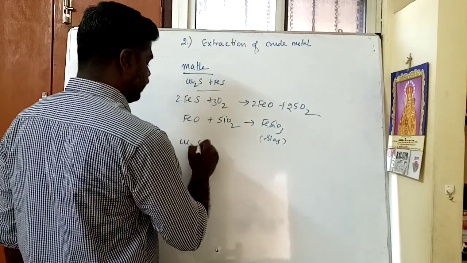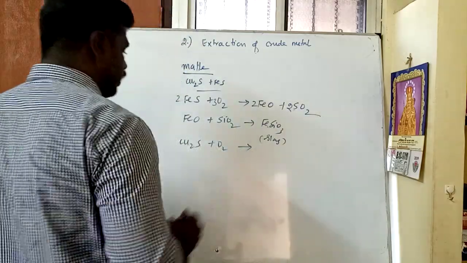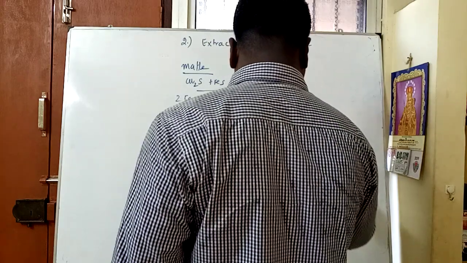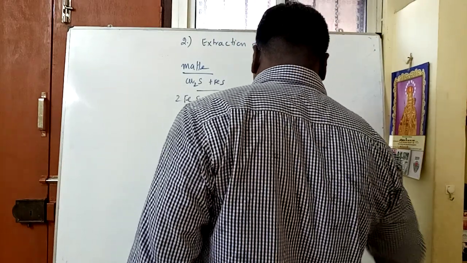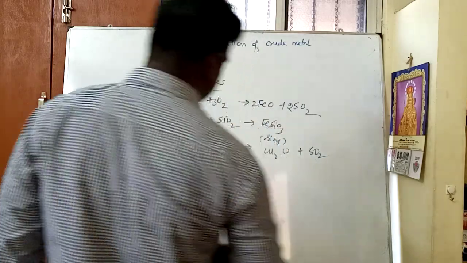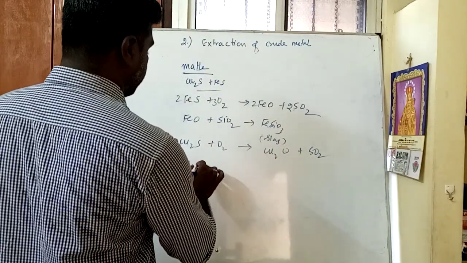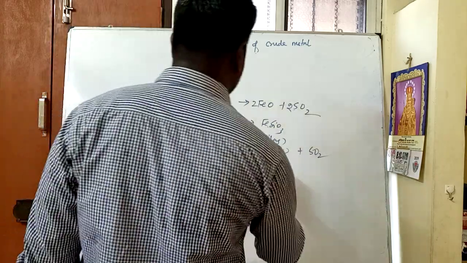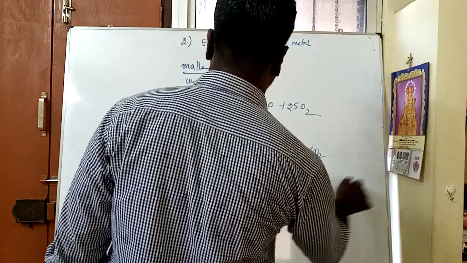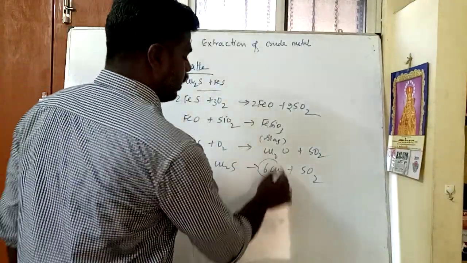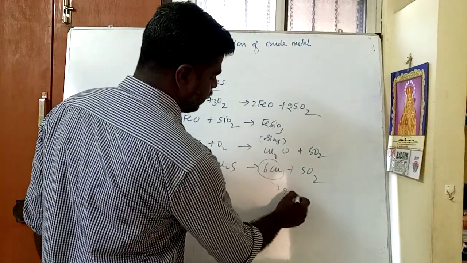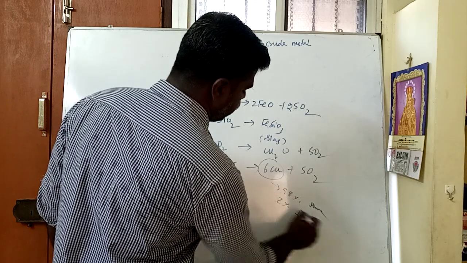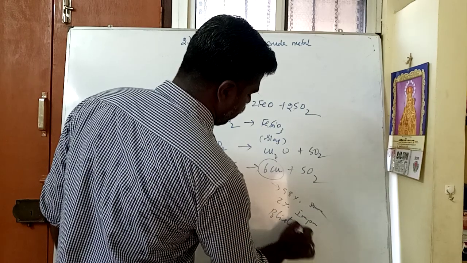The remaining copper sulfide, when it is reacted with oxygen, will form cuprous oxide, then sulfur dioxide. This cuprous oxide reacts with the cuprous sulfide. We get copper plus sulfur dioxide. The copper is obtained as almost 98% pure and 2% impure. This we call blister copper.